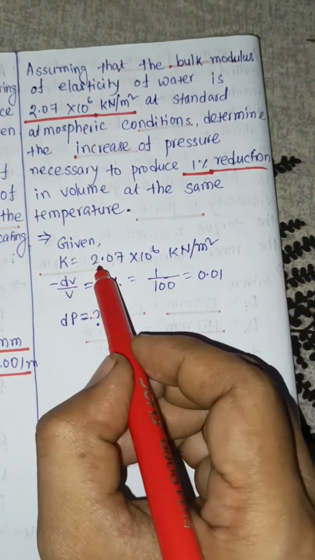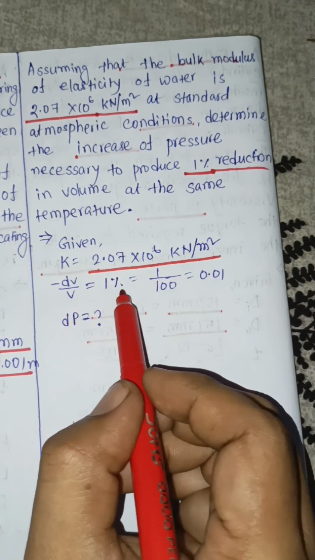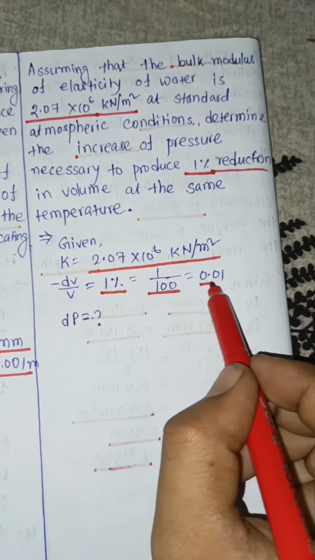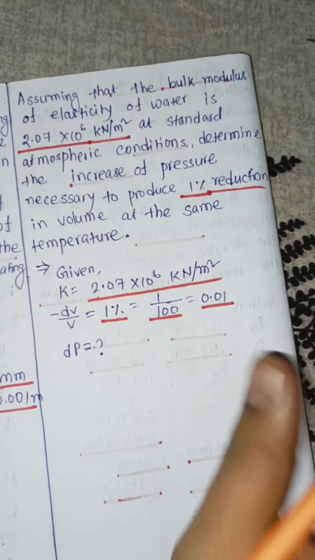So what is given in this question? Given that is bulk modulus 2.07 into 10 to the power 6 kN per meter square, and minus dV by V, that is the 1%, that is equal to 1 by 100, that is equal to 0.01. So you have to find out the value of dP. Determine the increase of pressure.